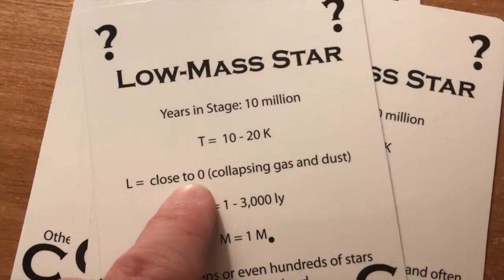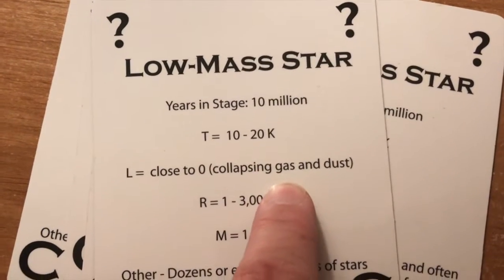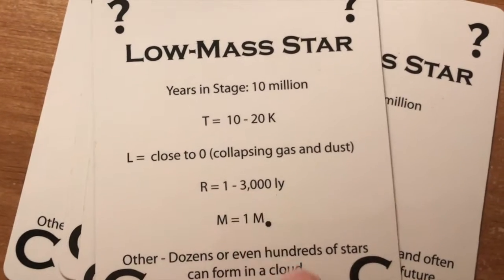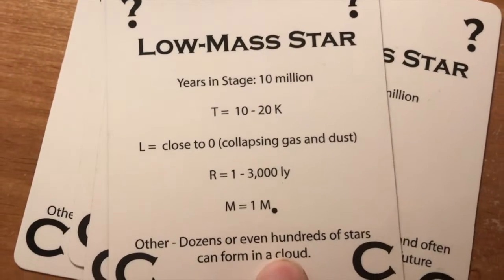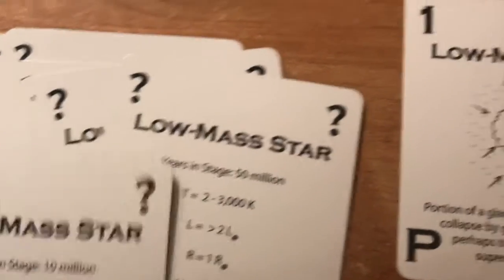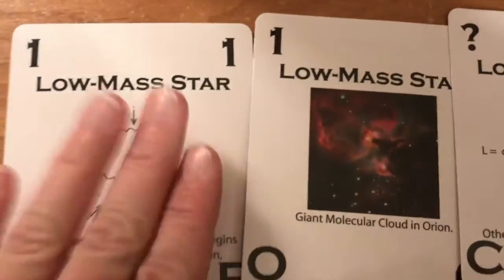It also talks about a very low luminosity. It's a collapsing gas and dust. The radius can be up to 3,000 light years. So this really does seem like it is in a cloud. The clue is it's got a cloud. So this tells me that this most likely goes with number 1.